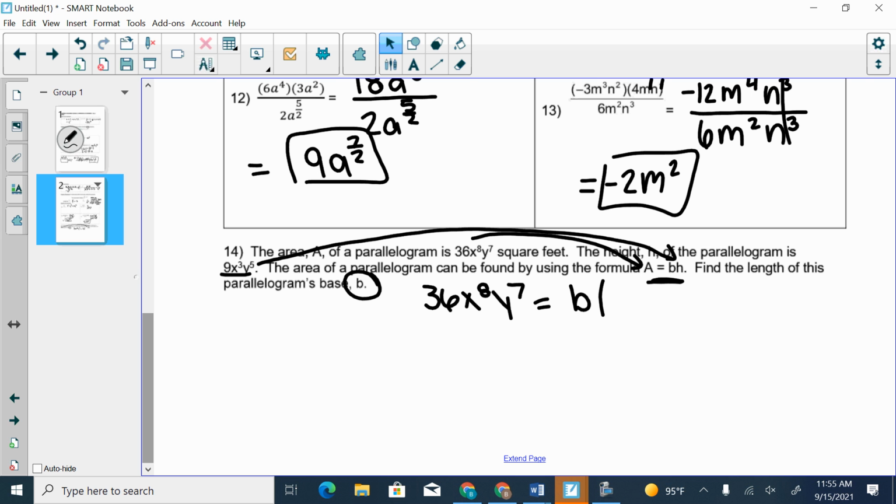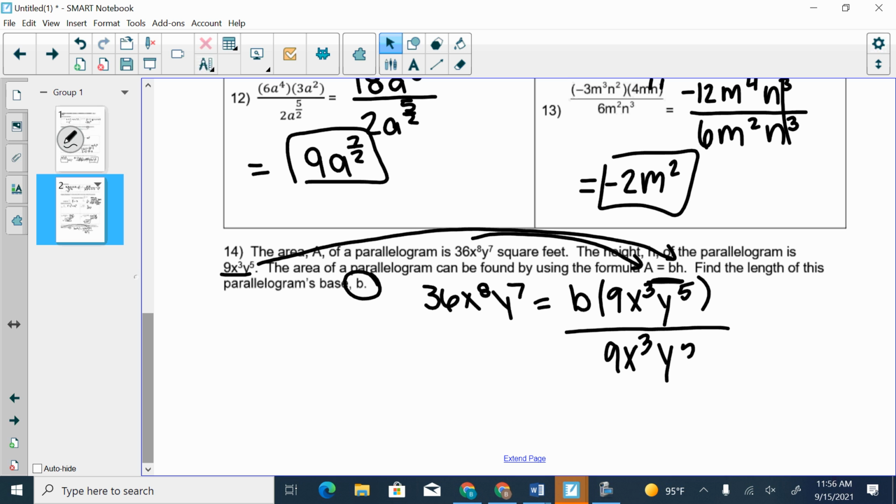So I've got b times 9x to the 3rd, y to the 5th, right? So all we've done so far is plug in what we know. Okay. So we are trying to solve for b. Right now, b is being multiplied by all that. So how would I get rid of multiplication? Divide.